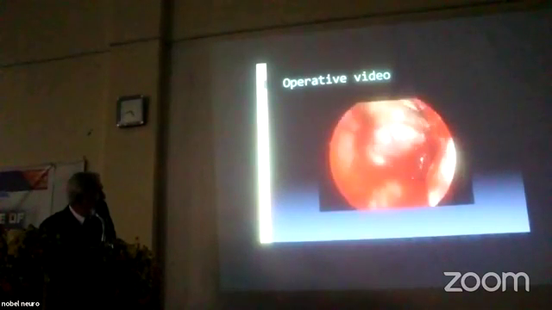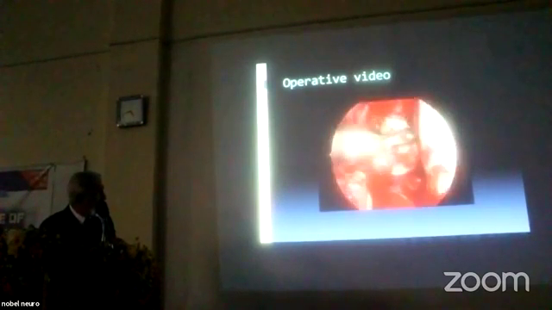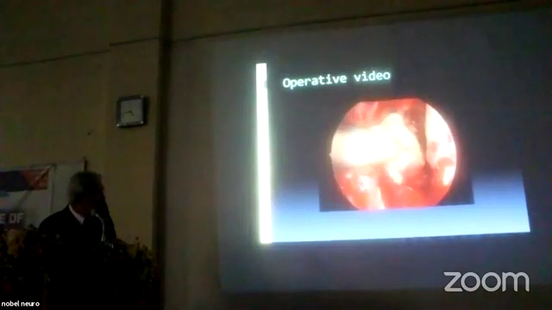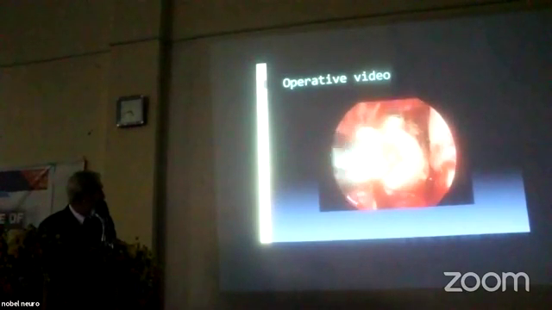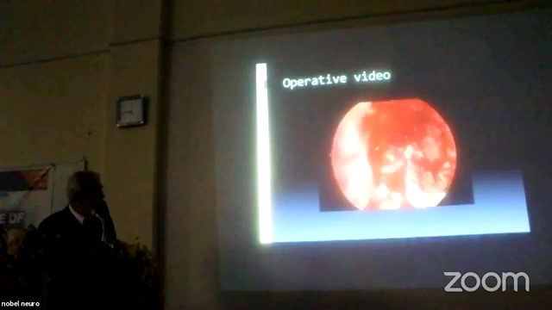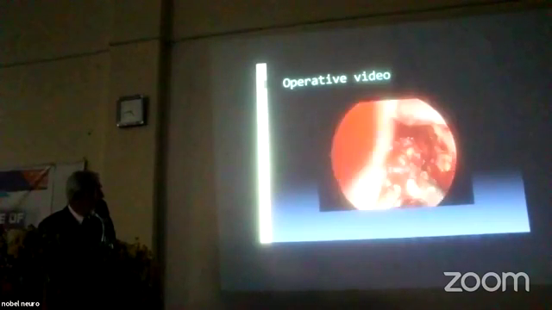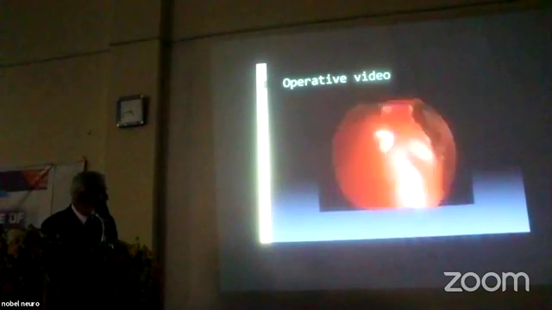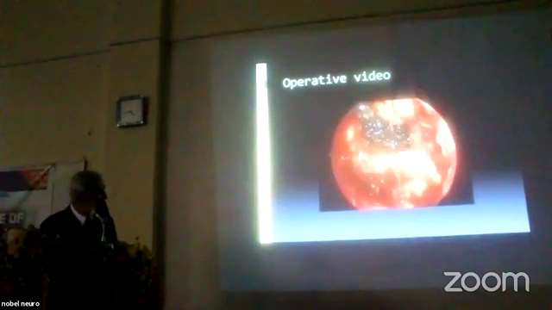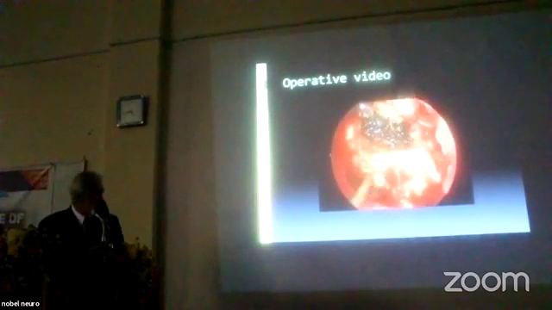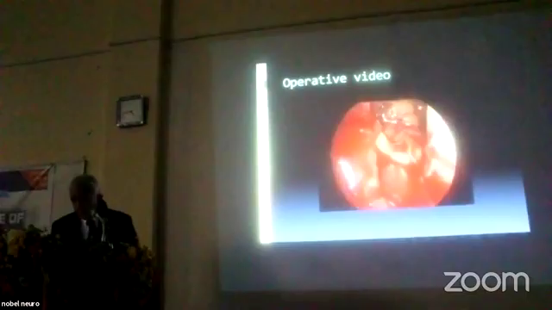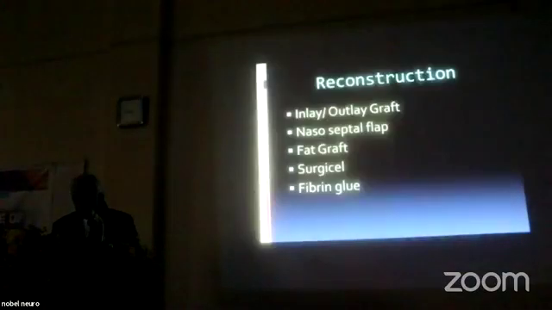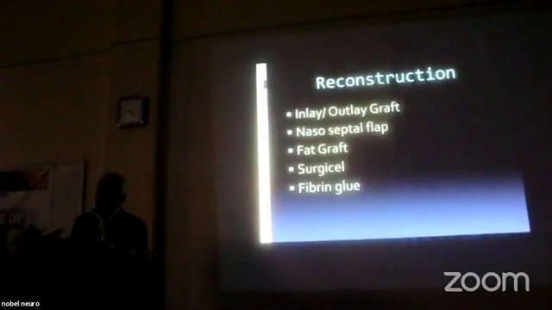Initially, I did not have a cavitron, but I think one can do it even without a cavitron. There are not many endoscopes where you'll be able to use a cavitron through the scope, but now we have got the facility of using the cavitron. This is after I have placed, and we'll show you the reconstruction later on, post-operative.